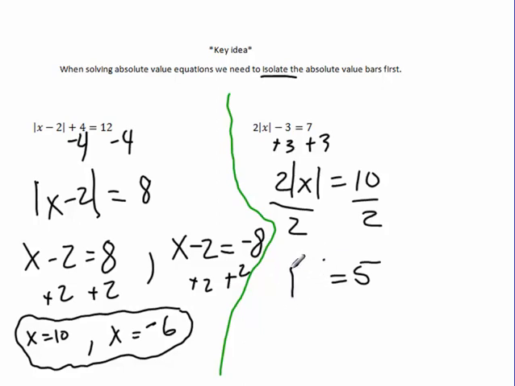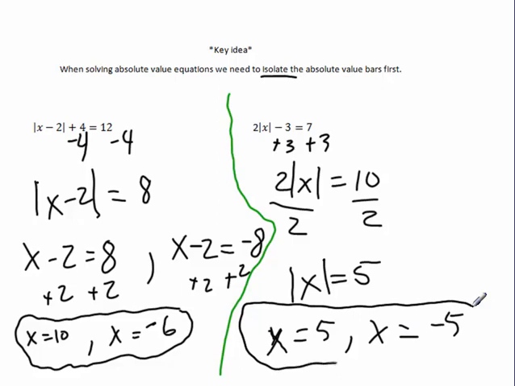I'm going to isolate the absolute value bars first. So the absolute value of x is 5. So that means that x equals 5, and x equals negative 5. Those are my two options here for this one. So when it comes to solving absolute value equations, we want to make sure that we isolate the absolute value first, and then we break it into two scenarios.